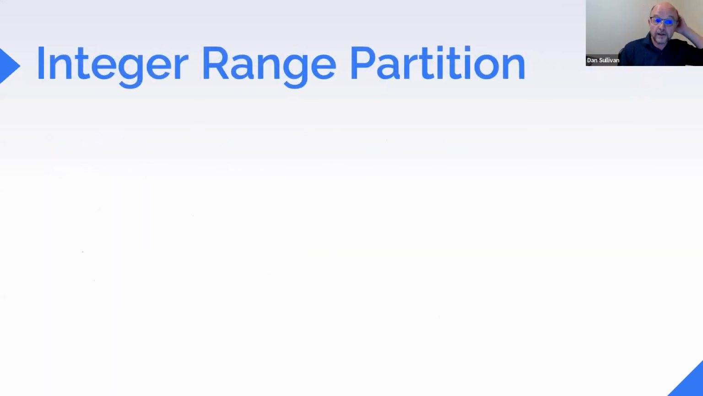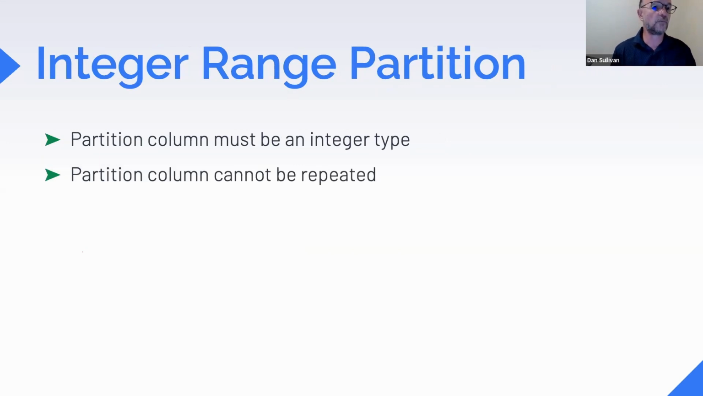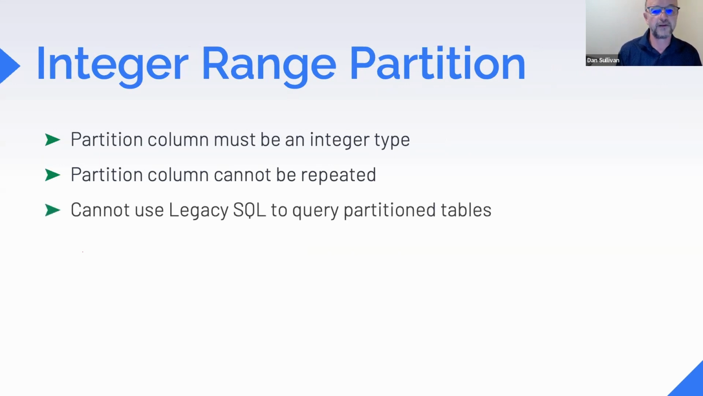And then the final way of partitioning is integer range partitioning. The partition column must be an integer data type, and the column can't be repeated. So this can't be an array of integers. It just needs to be a single scalar value that we can partition on, and that scalar has to be an integer.